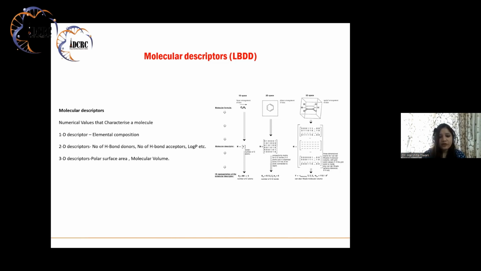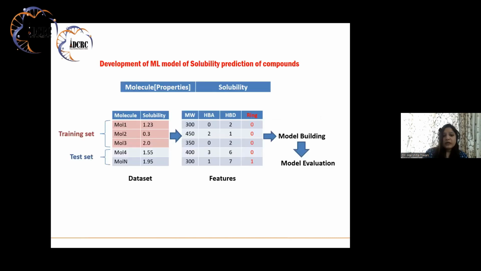Then once we have these molecular descriptors, here is an example of development of an ML model of solubility prediction of the compounds. I have the training set of compounds which have some solubility value. These features are known as the molecular descriptors. So I have calculated the molecular descriptors, that is molecular weight, hydrogen bond acceptor, hydrogen bond donor, and the ring feature of these compounds.